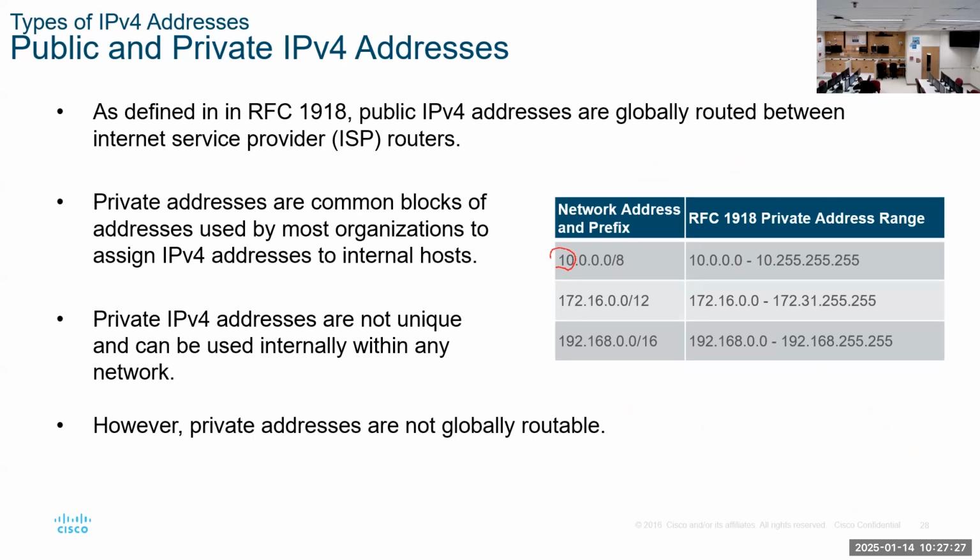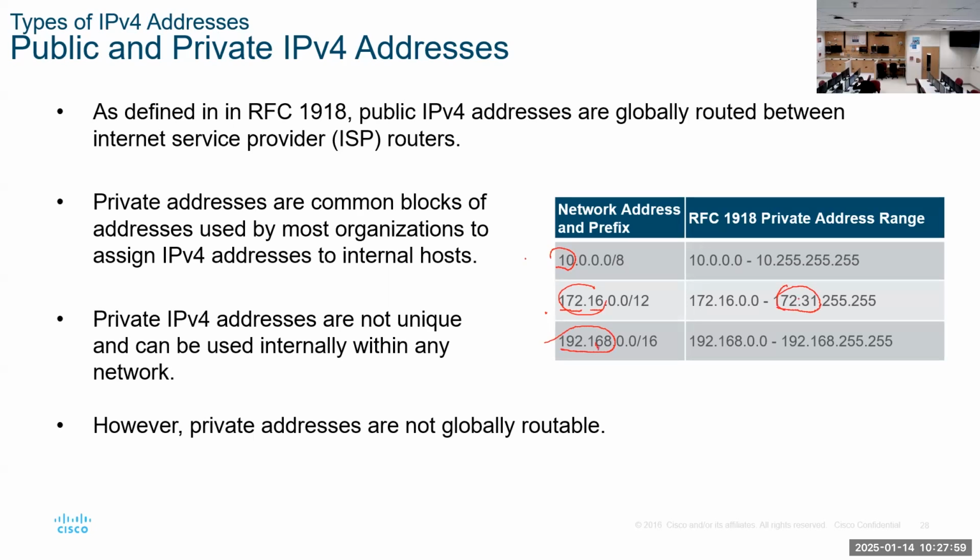The second one is from 172.16 to 172.31 here. It is private. That's why you have 172.16 here, right? And the last one here is very common. You see it in the home network, right? 192.168. So if you see any IP address starting with 10, or anything from 172.16 to 172.31, it is private. Or anything starting with 192.168, it is private.